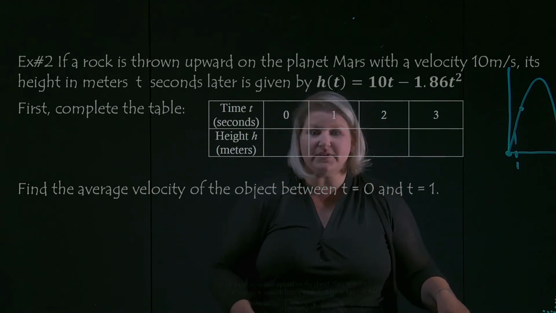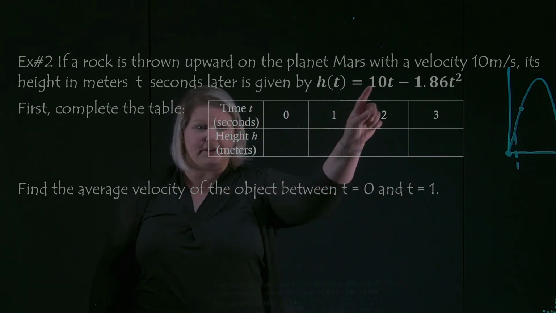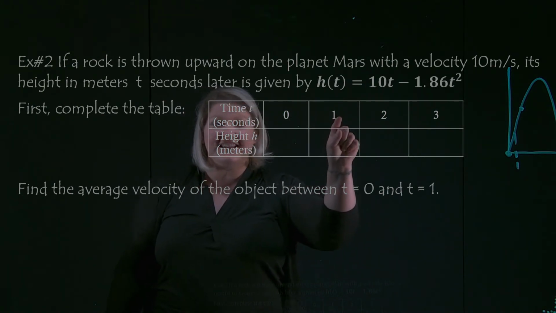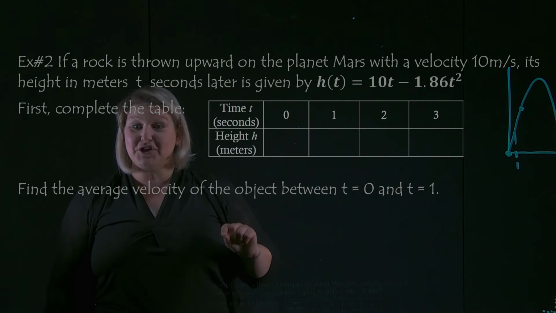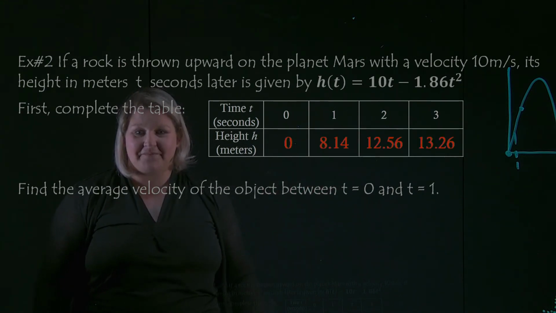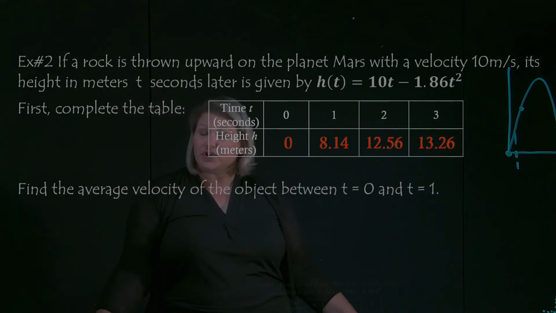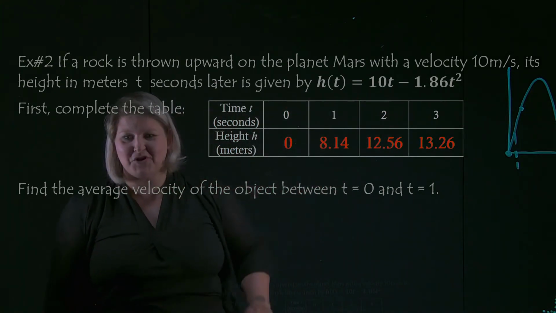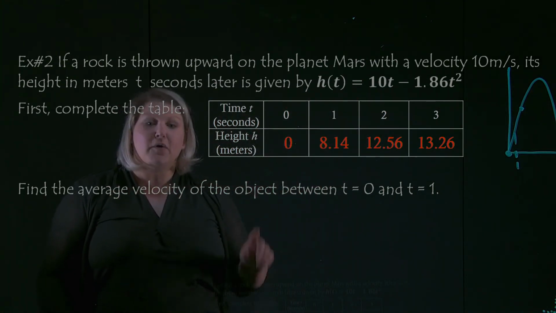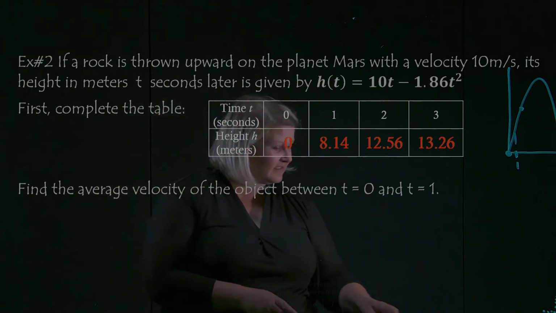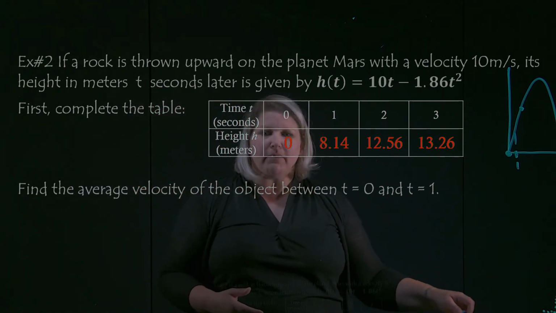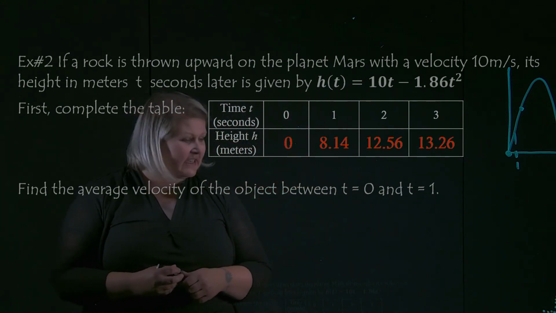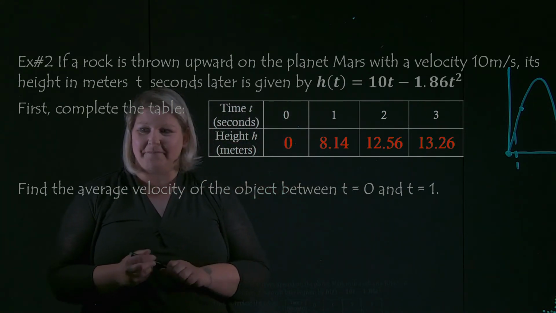Well, what I need to do is take this function and plug in the values of t equals 0, t equals 1, t equals 2, and t equals 3. You can use your graphing calculator or you can just do it the long way. Either way, make sure you've got correct values. Okay, now that I have these, I can look at what's the average velocity of this object between t equals 0 and t equals 1.